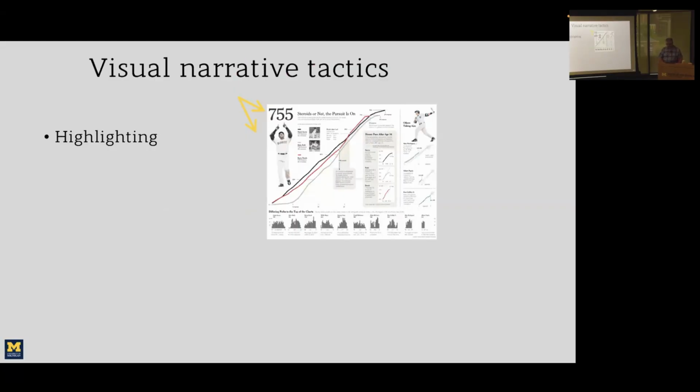Okay, so this is an example from the movie idea. You have visual narrative tactics, right? So we know how to call people's attention to things. When you look at this visualization, you're going to read it in a certain way and your eye will be drawn to specific things. The first thing your eye will be drawn to, because you tend to read from the upper left, and because this player is telling you what to look at, is this number 755.